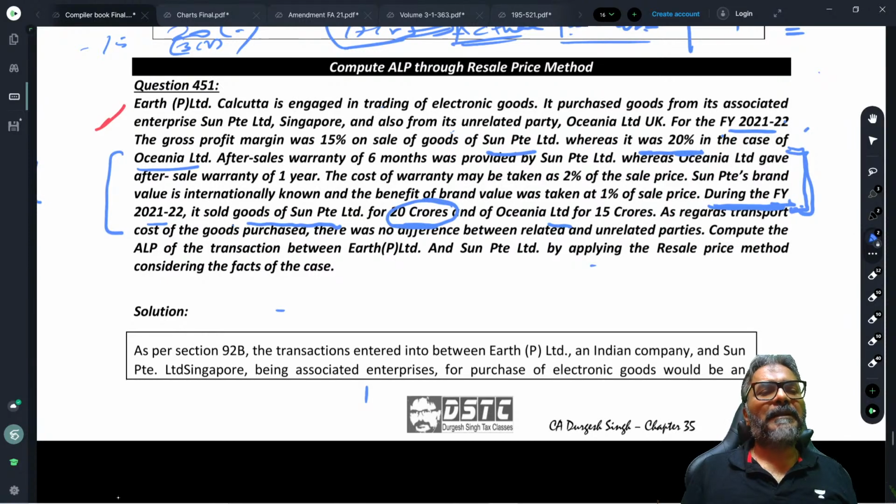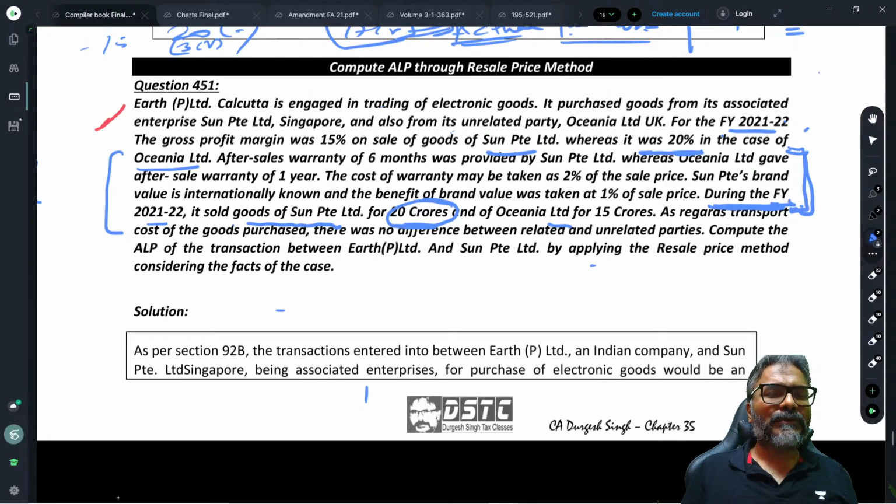Whereas for the related party, the warranty is for 6 months. This is the difference, students. And therefore, what do I need to do? From the price which I've arrived at, which is 16 crores, I will make it 6 months, because presently it is at 1 year. Since it is at 1 year, thereafter I will bring it down to 6 months.